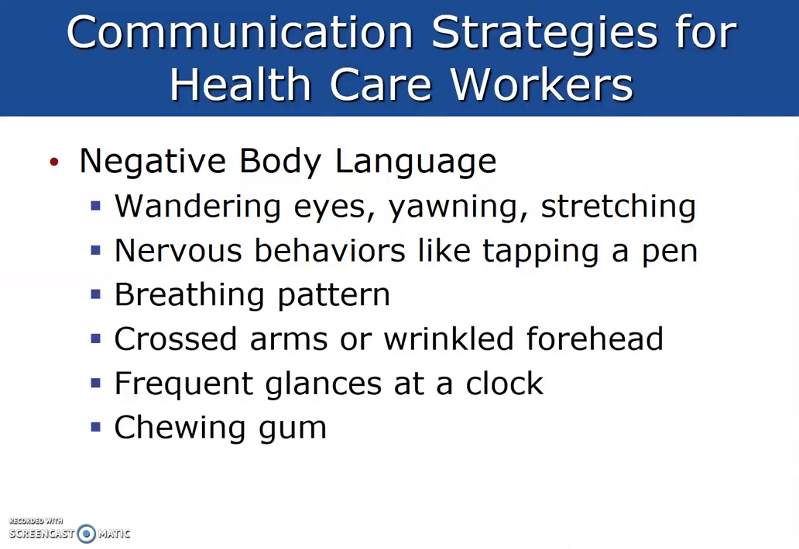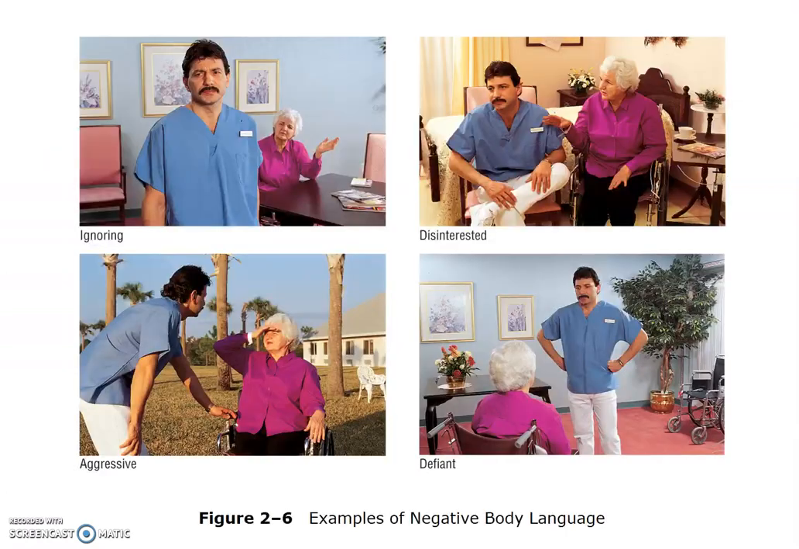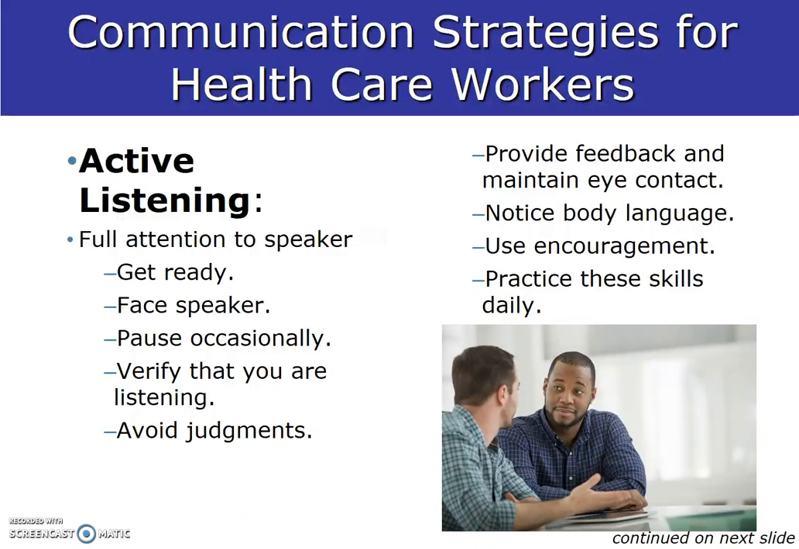Negative body language includes wandering eyes, yawning, stretching, breathing pattern, crossed arms or wrinkled foreheads, and frequent glances at the clock. Some negative body language that we need to be aware of: ignoring, disinterested, aggressive, and defiant. We will be covering these examples in class as well.